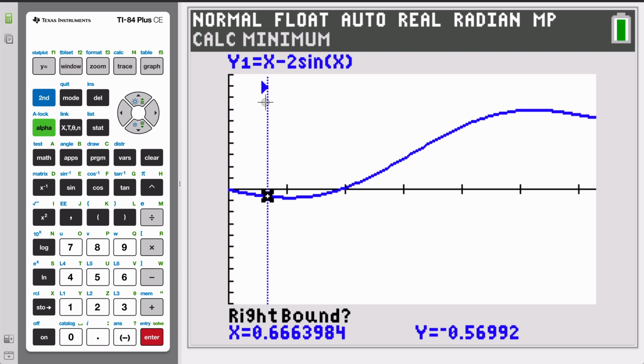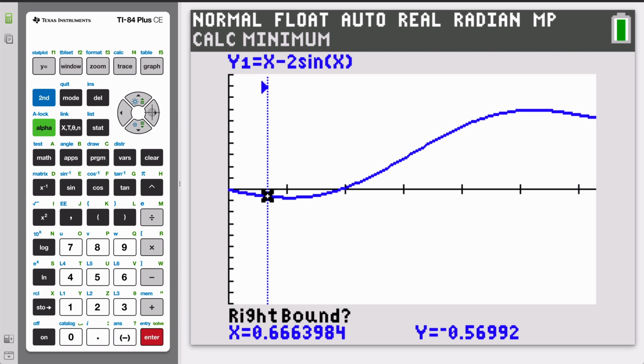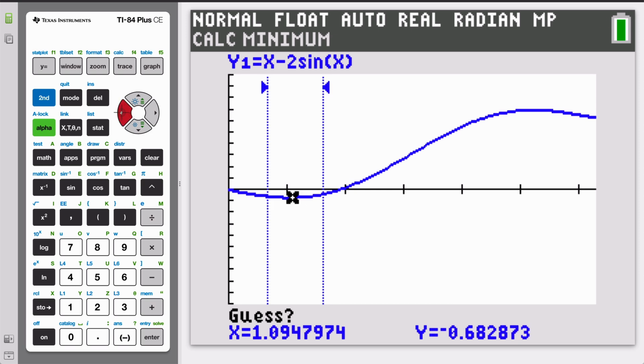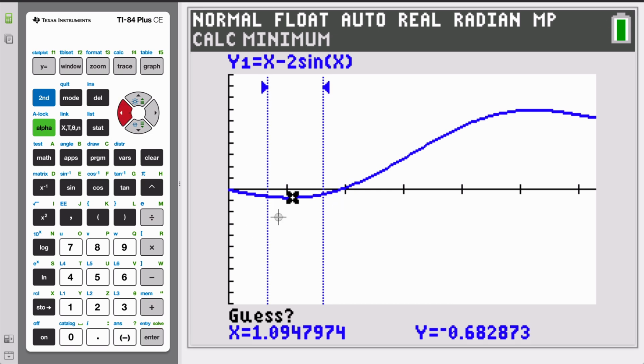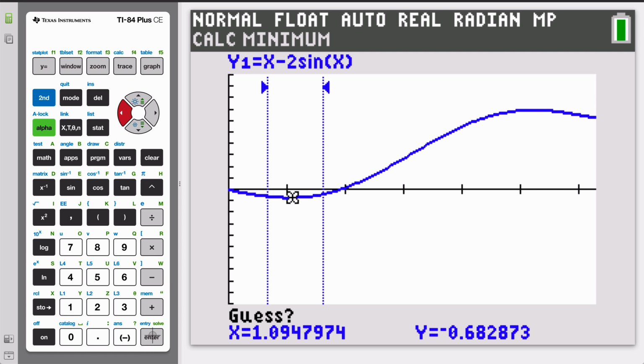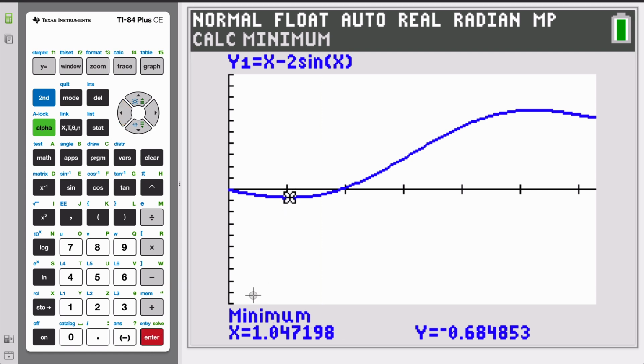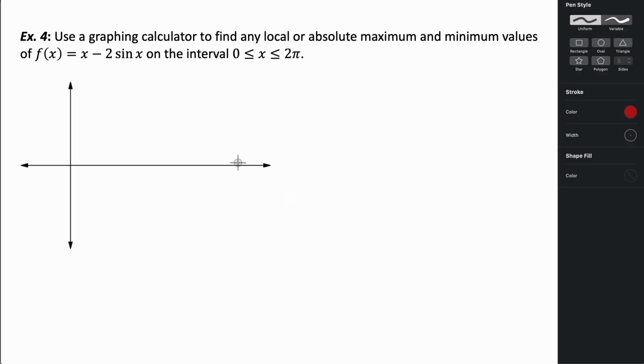You can see this vertical line is telling us this is the left bound of where the calculator is going to be looking. Choose somewhere to the right of it, hit enter. And when it's asking you to guess, it's just saying point to where you think it is. It doesn't really matter. You could just hit it over here anyway, and it'll figure it out. But get close, hit enter, and it tells us the minimum. So our minimum value is this y value here. The minimum value is negative 0.685.